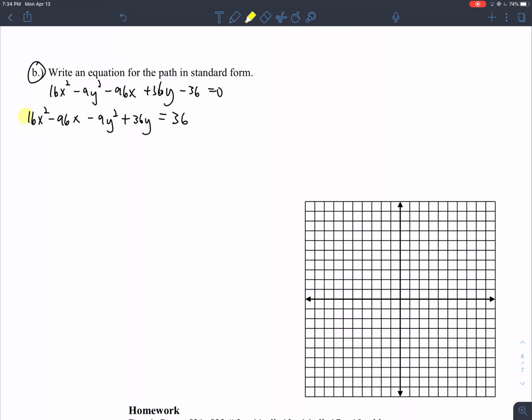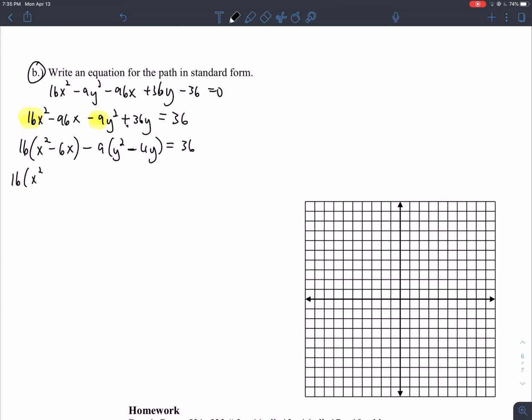Remember, I've got problems. I've got a 16 and a 9 there that I've got to get rid of. So let's factor those out. 16 times x squared minus 6x. Thank the Lord that actually factored out. Minus 9 times y squared. Now I'm factoring out minus 9, so this sign has to change to a minus 4y equals 36. Now we can complete the square, and we're completing the square twice, but this is no biggie. You're okay with this.